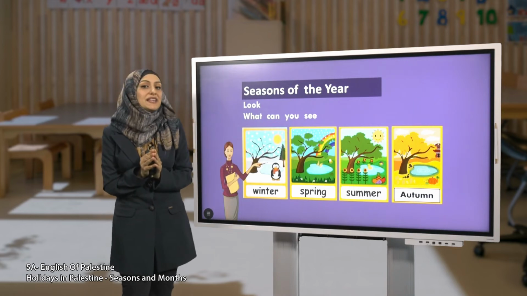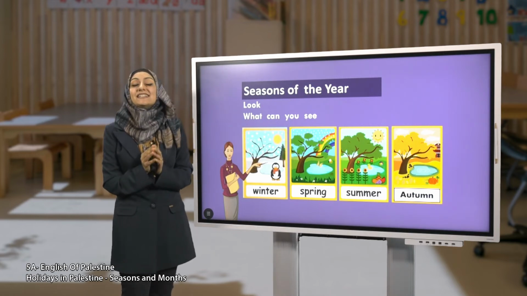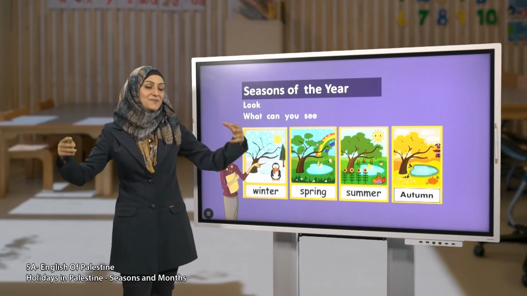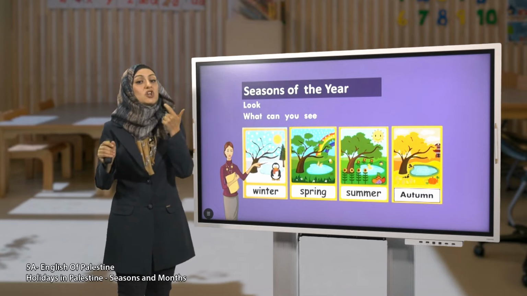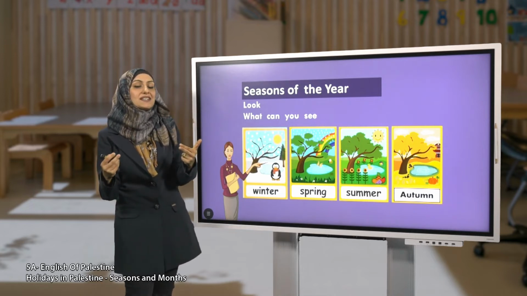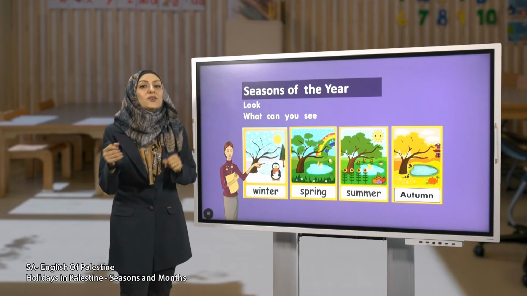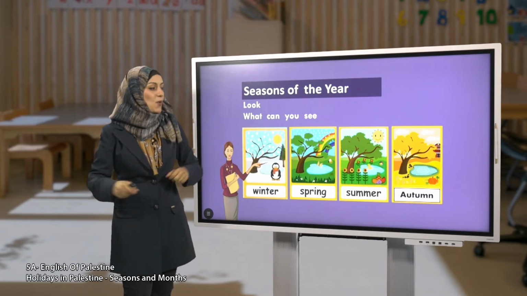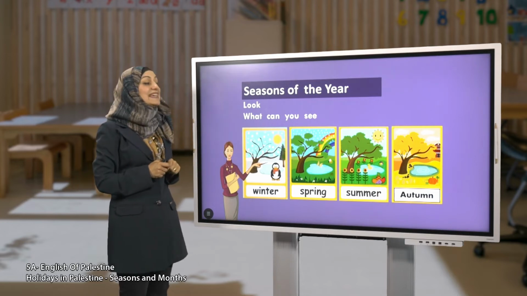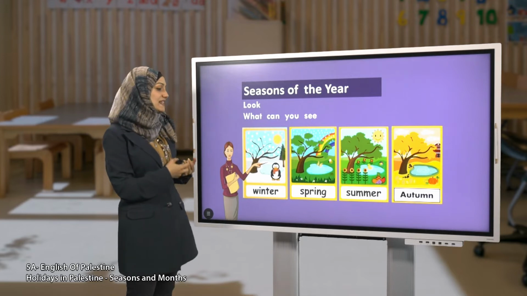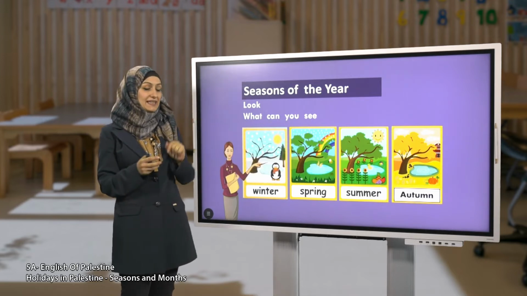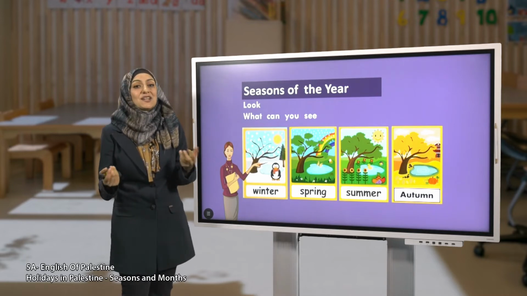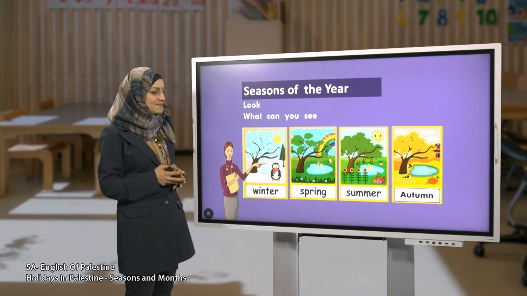What do we do during the summer season? It's the season when we have the long holiday. Yes, it's in June, July, and August. Let's remember, what do we usually do during summer? We go to the beaches. We swim. Yes, we do many interesting things during summer season. We also go to summer camps and do many adventures.